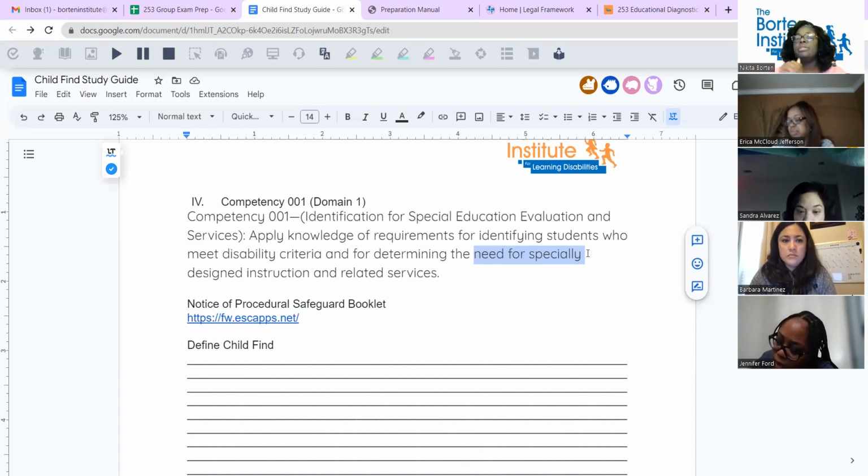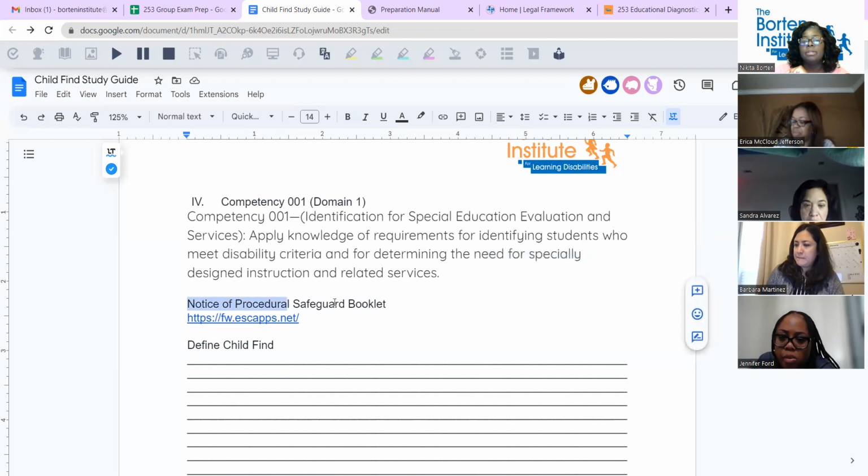All right. So the process of identifying if there's a disability condition and determining that there is a need for specialized instruction, that process is called child find. Child find. Okay, so let's talk about what child find is. I'm going to take you to the notice of procedural safeguard booklet. That's where we're going to start first.